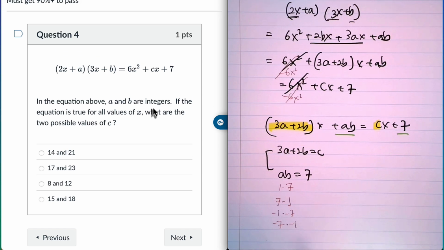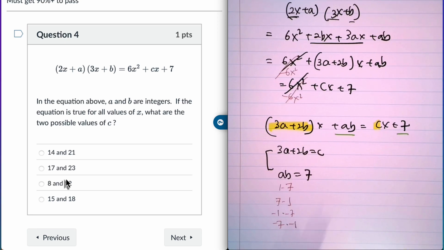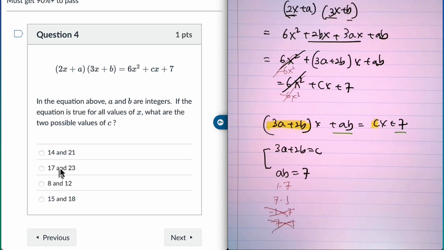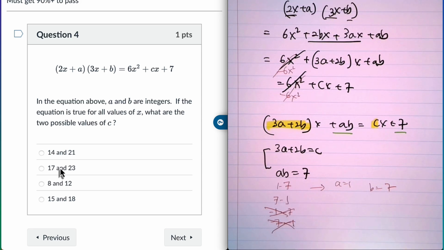So if you look at the answer choices, we don't have any negatives, so we can just ignore those, because once you put a and b to be negative, c has to be negative. But since we don't have it, we can eliminate these two answer choices. So we only got a equals 1 and b equals 7 and vice versa. So why don't we first start with a equals 1 and b equals 7, because that still satisfies the condition of a times b equals 7.